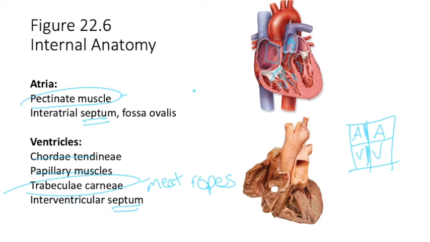Whereas the interventricular septum, you can see really well here. It's this wall between them. The right side would be over here, sorry, it's kind of busy, right side over here and left ventricle over there. And that's the wall between them, the interventricular septum.